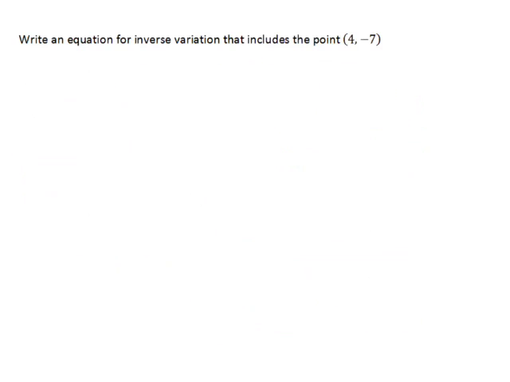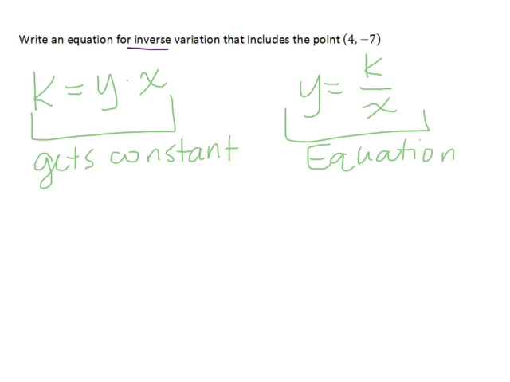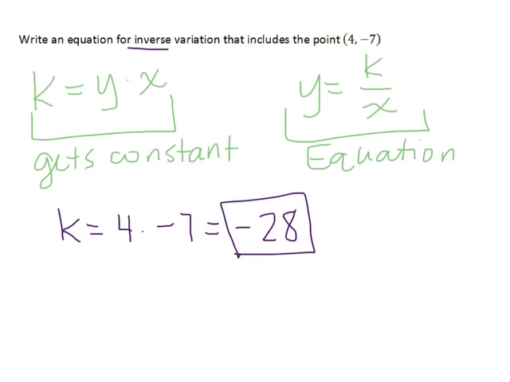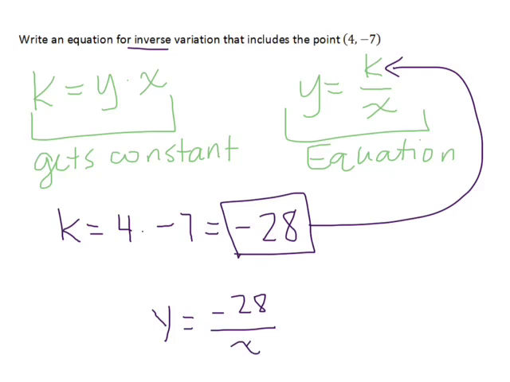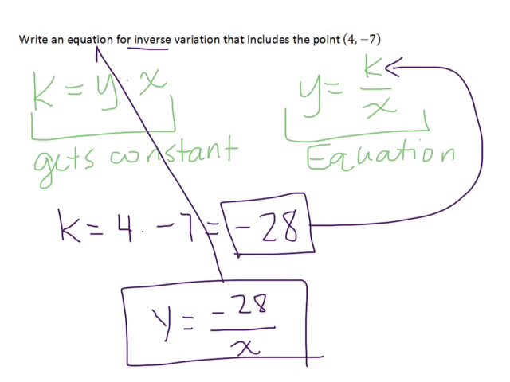Now we need to write an equation for inverse variation that includes the point 4, negative 7. So remember, k equals y times x gets us the constant, and y equals k over x gets us the equation. So k equals 4 times negative 7, which is negative 28. That is the constant that gets plugged in right here. Again, y and x remain variables, so y equals negative 28 divided by x, and that is the equation that we were asked for in the problem.